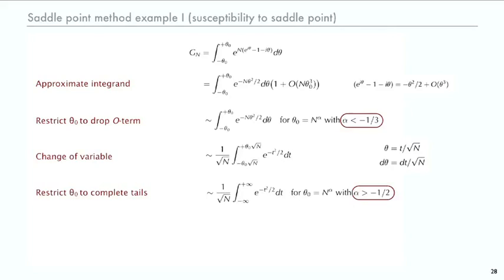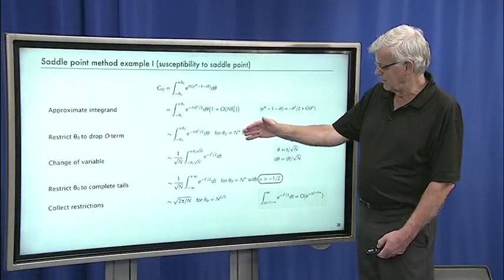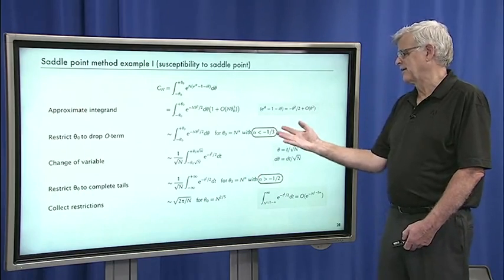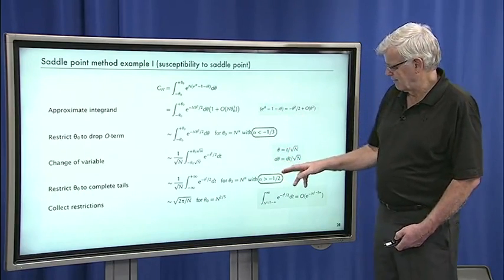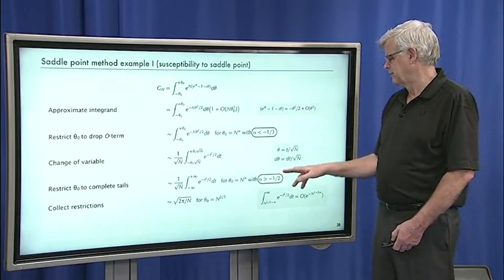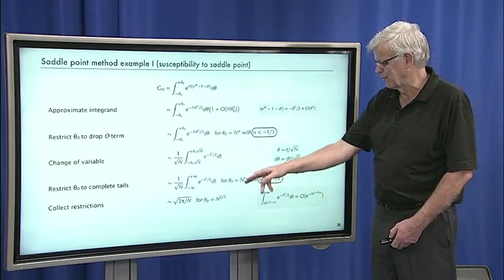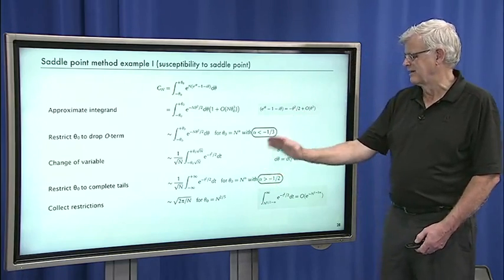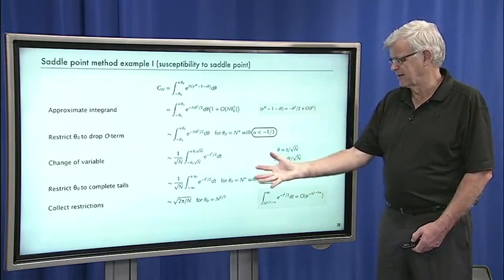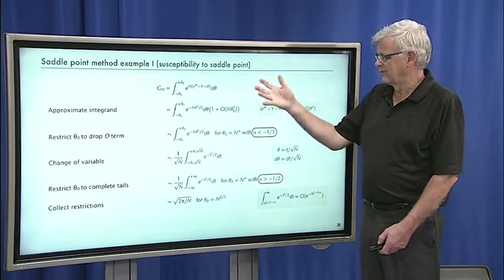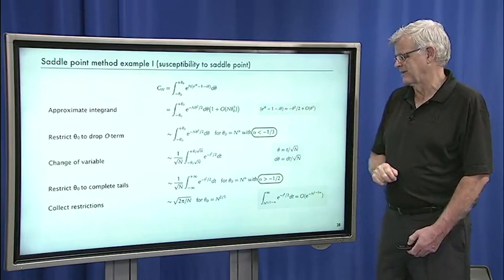Then we want to restrict theta the other way to complete the tails so that we can get an integral that we can evaluate. That integral is a regular normal integral, and the result is square root of 2 pi over n. So we had to bound alpha one way to complete the tails and bound it the other way to drop the O term, and we're left with finding a value in between minus 1/2 and minus 1/3. So we pick n to the 2/5, and that's the complete derivation that shows that it's susceptible to saddle point.